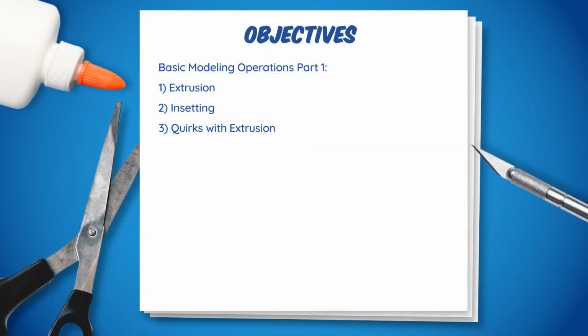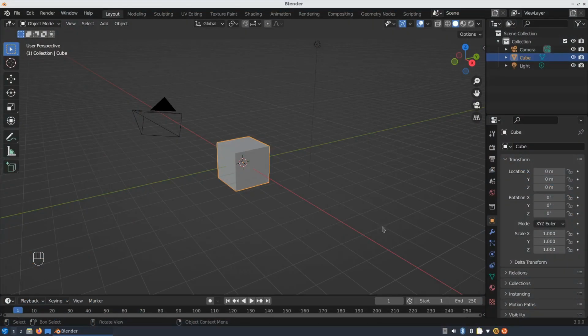In this lesson, we'll learn about extrusion and insetting, and we'll also talk about some of the weird quirks that you can run into with extrusion. So let's get started. Here we are in Blender with our default cube and our default scene, and the cube is selected already. We are going to immediately go into edit mode on this cube by pressing Tab.